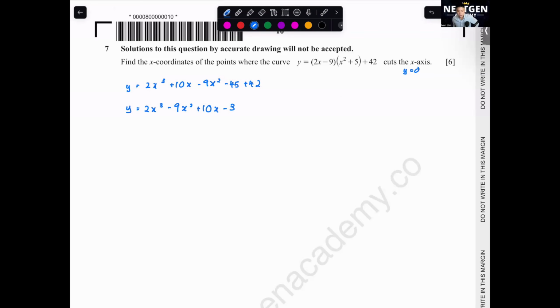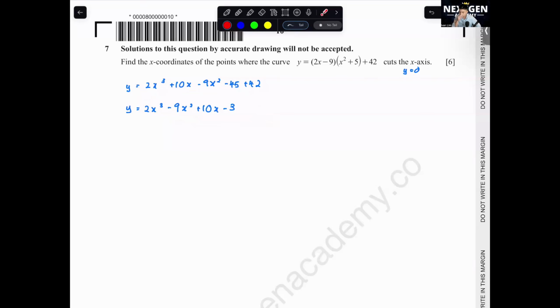If you see here, this is a cubic polynomial. Which chapter is this actually? What do we want to solve? We want to solve for this equals to 0. This is actually a factors and polynomial type of question. We need to factorize this to solve it.